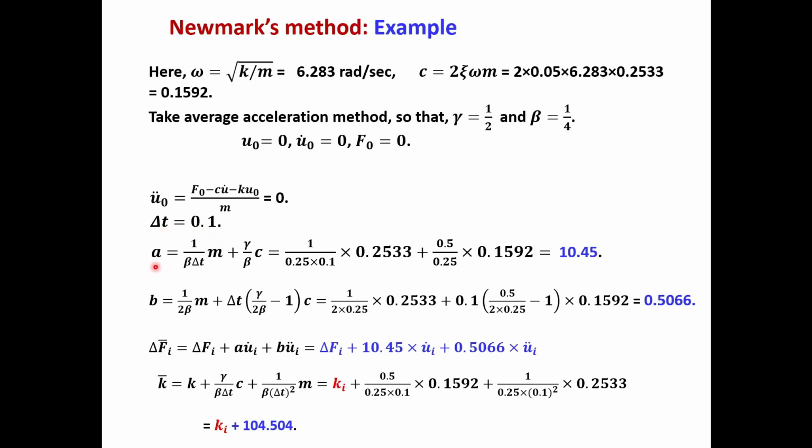We calculate the constant A and constant B, and we also calculate those expressions which you have seen in the previous slides. Delta Fi bar, as per the standard expression, is this, and putting in the values of A and B, we get this expression which we shall be utilizing in our steps. The effective stiffness K bar is given by this expression. After putting in the known values of the constants, I get the simplified expression Ki plus 104.504.